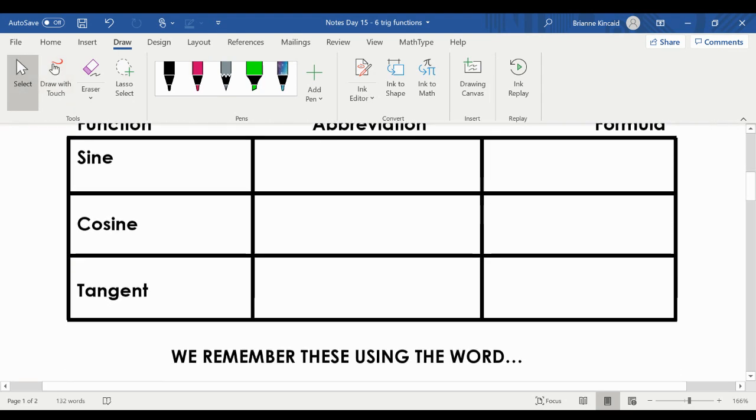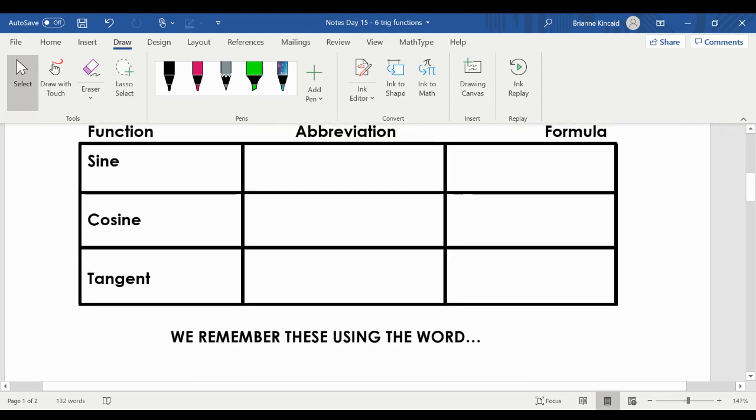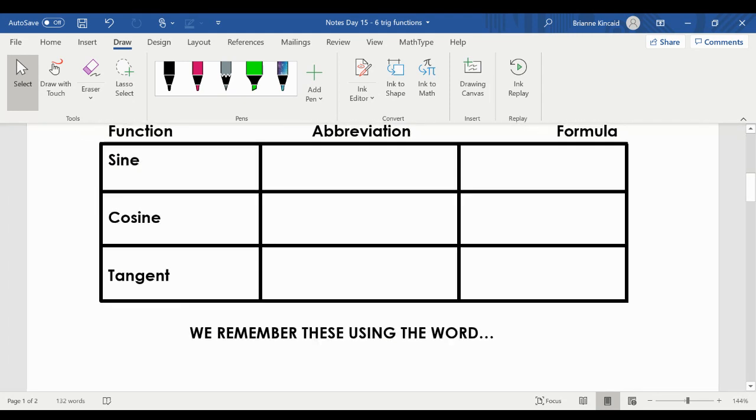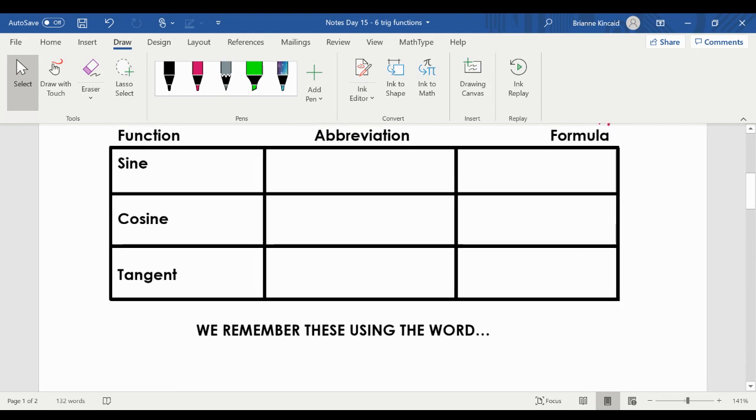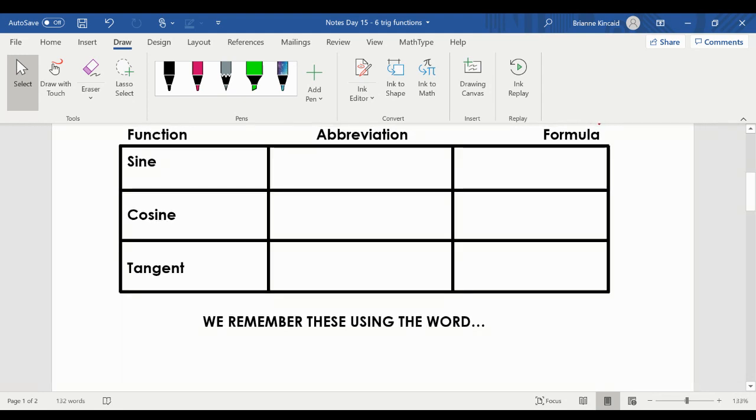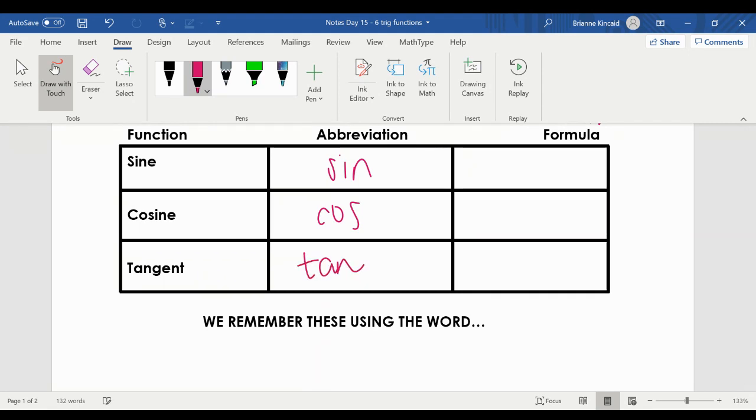So we have our three main trig functions: sine, cosine, and tangent. We abbreviate each of these with three letters, as you can always see the abbreviations on a calculator. We do not call these sin, cos, and tan. Yes, that's how they look like they would be sounded out, but you still need to say the full name, not the abbreviation. So sine, cosine, tangent every single time.